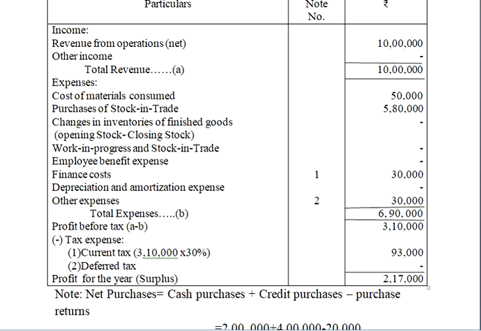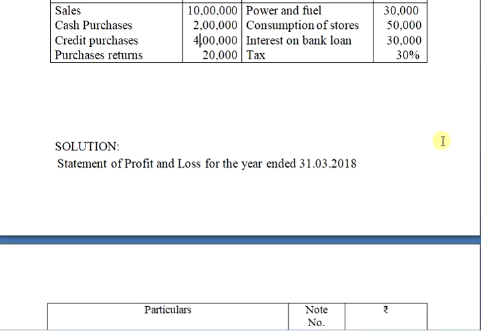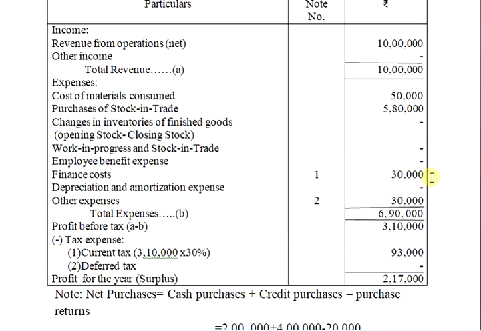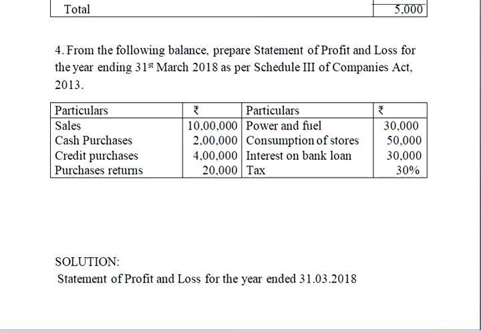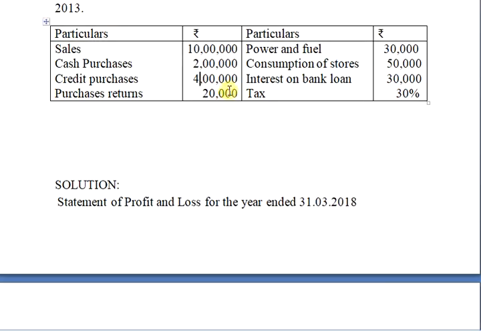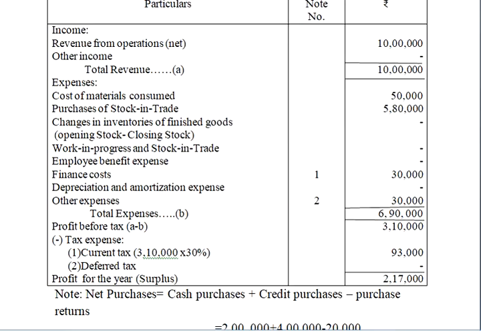See my dear students, in the last question I discussed consumption of stores 50,000, is there, no? That consumption of stores is nothing but cost of material consumed, it is 50,000. Purchase of stock in trade, 5,80,000 I have considered. How I have considered: listen here once again in the question, cash purchases 2 lakhs, credit purchases 4 lakhs, it becomes 6 lakhs minus 20,000 purchase returns. Net purchases becomes 5,80,000. I have maintained a separate working note for that.